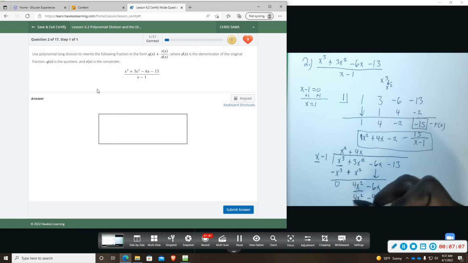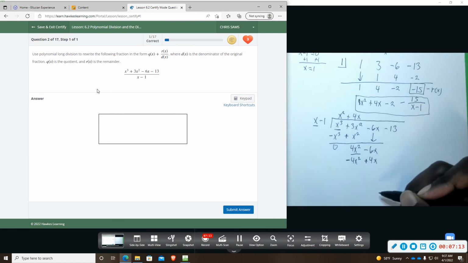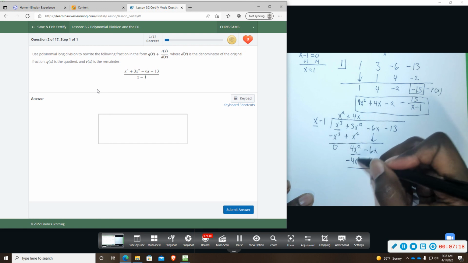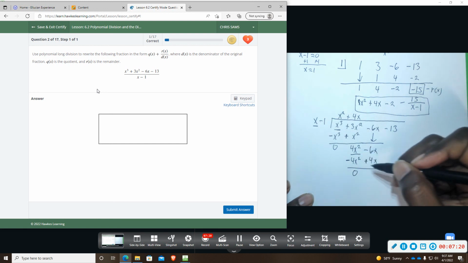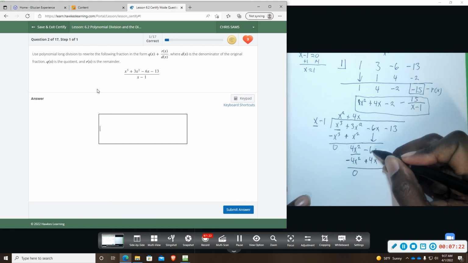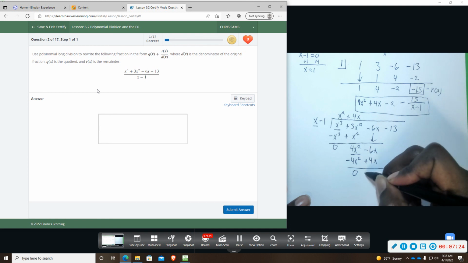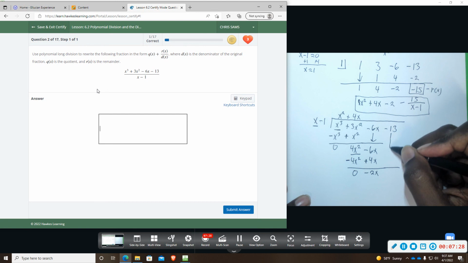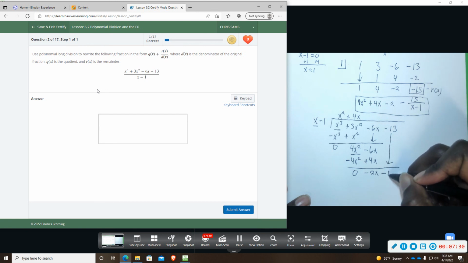And then we change the signs. This will become negative. This will become positive. And since we're toward the bottom, let's scoot up a little bit. And then we're going to combine. So this will always go to 0 if you've got the same sign. And then we subtract here, and that will give us a negative 2x. And then we bring down the last term, which is a -13.